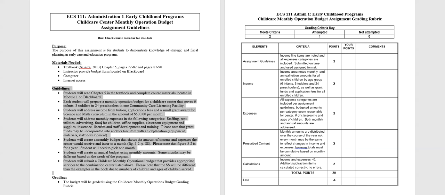Students also are going to address monthly expenses in different categories. So I've set up mandatory categories for you. You can add more if you'd like, but these must be included. So we're going to look at staffing, rent or payment on a mortgage on a facility, utilities, advertising, food for the children, office supplies, classroom equipment, insurance, licenses, and staff development. So the grant funds can be incorporated into a different line item, and you can give me an explanation. For example, it could be equipment, materials, staff development related to science and math.